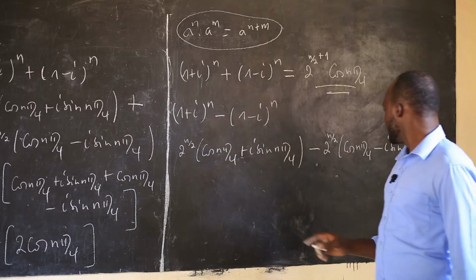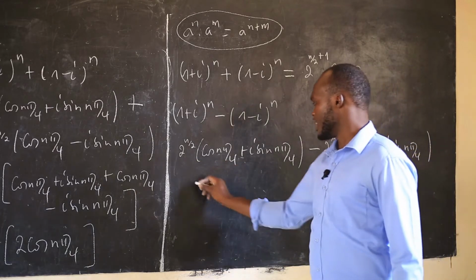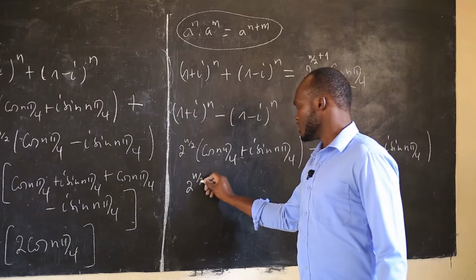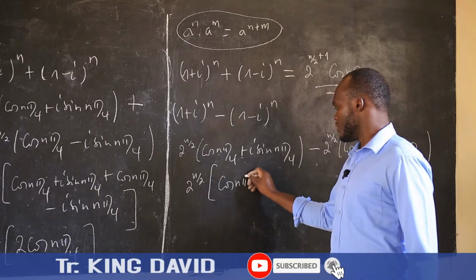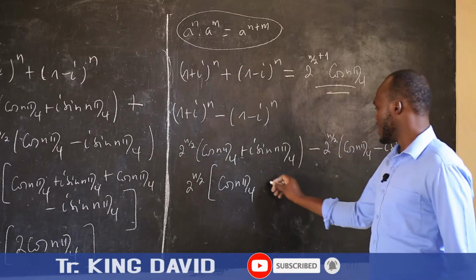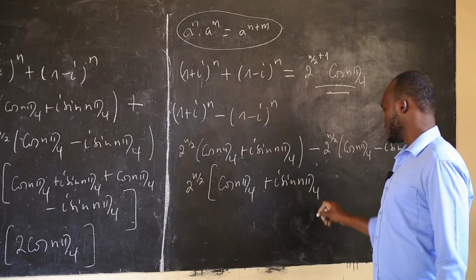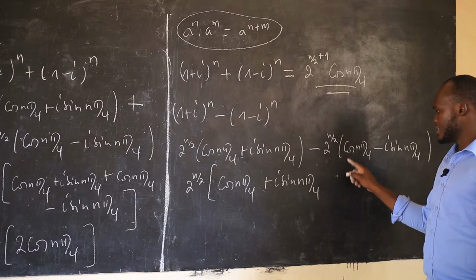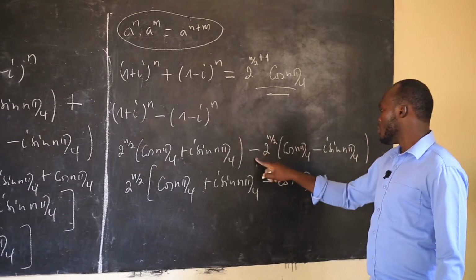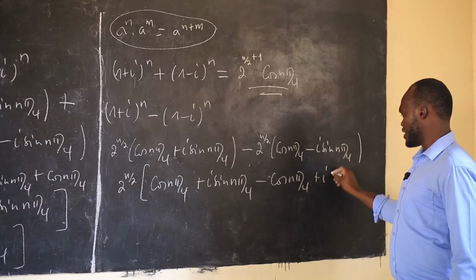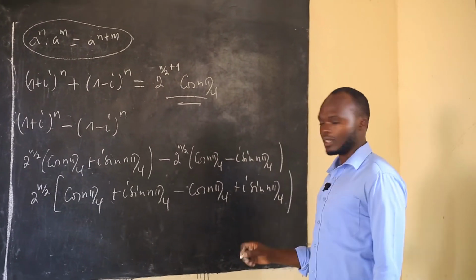So finally, you see 2 power n over 2 is common. We take it out of the bracket, 2 power n over 2. So that is cos n pi over 4 plus i sine n pi over 4, then minus cos n pi over 4 minus i sine n pi over 4. We close the bracket.